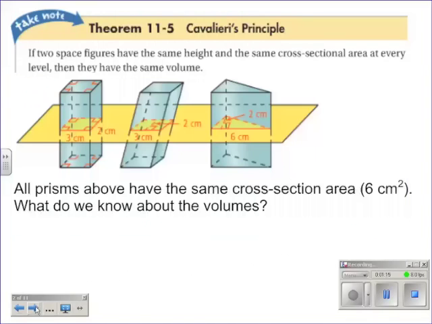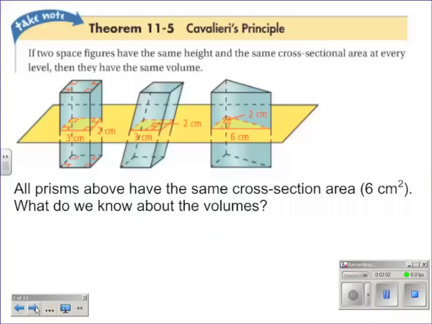Cavalieri's principle states that if two space figures have the same height and the same cross-sectional area at every level, then they have the same volume. So here we're given three different prisms. Two of them are rectangular prisms and one of them is a triangular prism. This first one is a right rectangular prism because it's going up at right angles, whereas the middle one is an oblique rectangular prism because you see how it's slanted to the side. And this third one is a triangular prism, which is also right because it appears as if its lateral sides are perpendicular to the base.